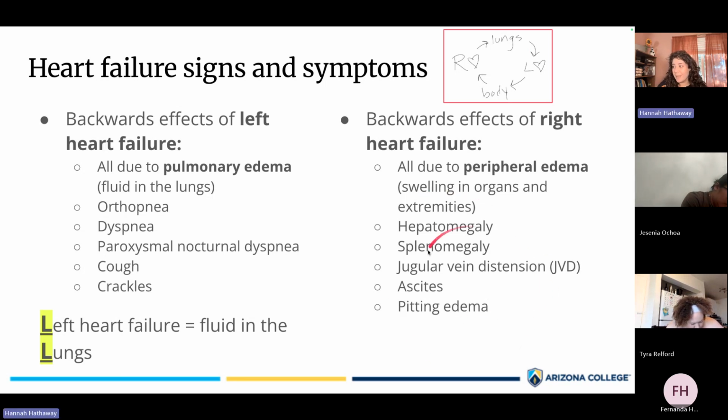So there's a lot of things, right? Hepatomegaly, splenomegaly, JVD, ascites, pitting edema, and they're all in different places in the body. Importantly, none of them are the lungs. So that's why if we see lungs, we think left heart failure. Anything else, we're going to think right heart failure.